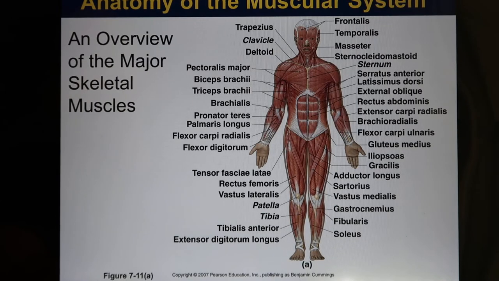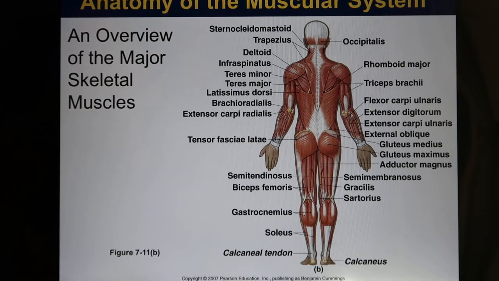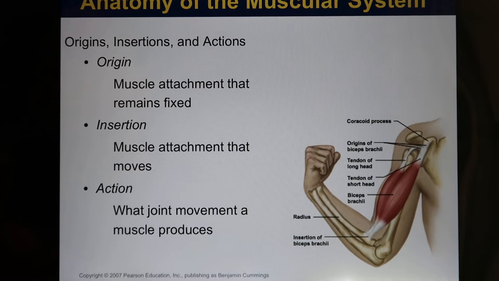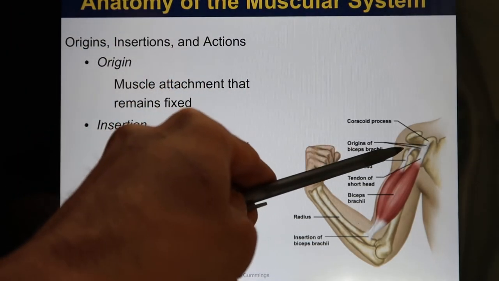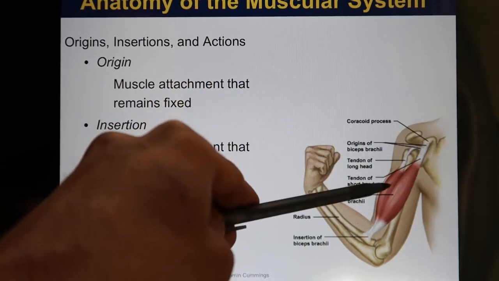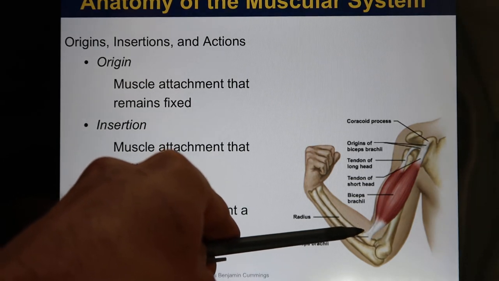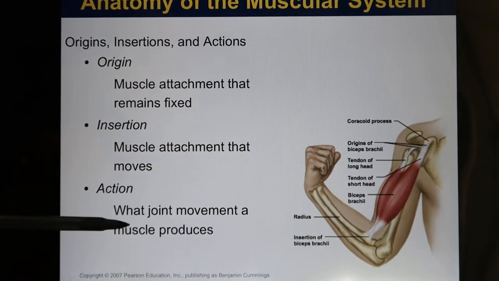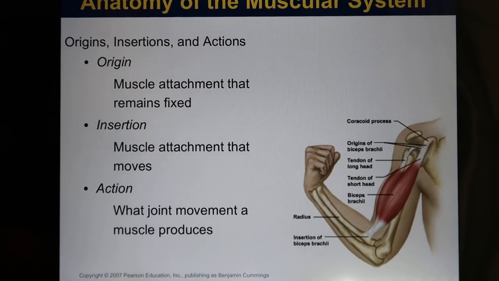Now let's look at the gross anatomy of the muscle. So basically, you need to learn the muscles' names and be able to identify those muscles. So that's the front view, and that's the posterior view. And muscles attach to bones. So they have the origin and insertion. The origin is the area they touch, the one closer to the body, so it moves less. Insertion is more distal, so it's the one that moves more. And action is the activity, the movement they create.